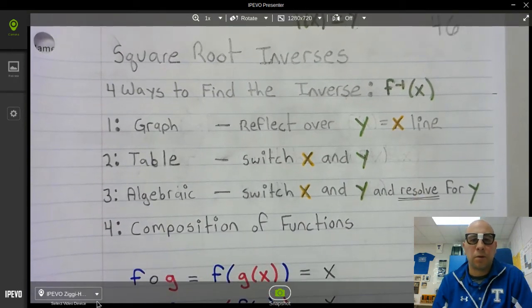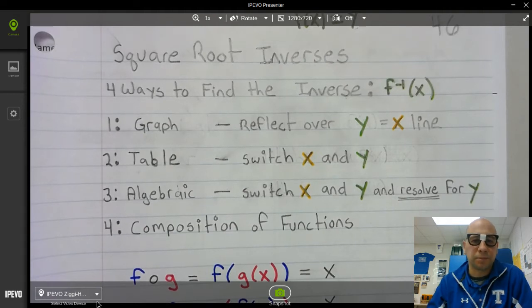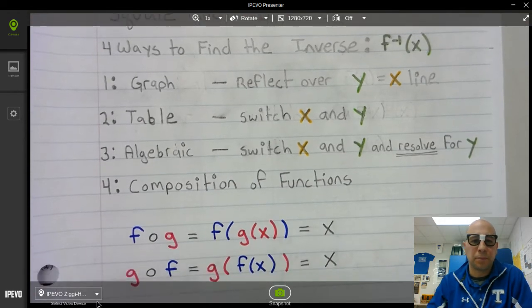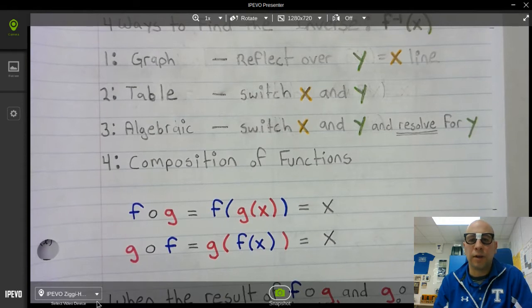Number 1, we look at the graph. So you take the graph and you reflect over the y equals x line. 2, you take the table and you switch the x and y. Number 3, the algebraic is you switch the x and y and resolve for y.